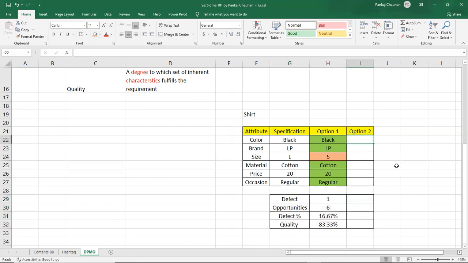If I ask about option number 2, the color which you could not get as a black color, but you got a carbon black.